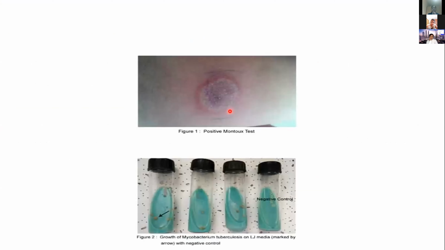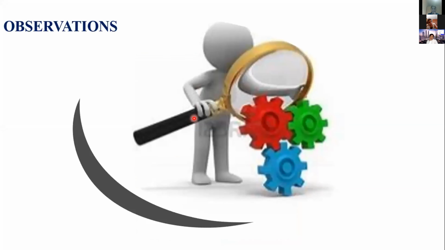In this picture, we can see the positive Mantoux test, which is the first thing done when a patient comes to the clinician with suspicion of tuberculosis. In the Mantoux test, a specified dose of tuberculin antigen is injected into the patient's arm. And if there is a response to that tuberculin antigen in the form of this induration, that means the patient has Mycobacterium tuberculosis.